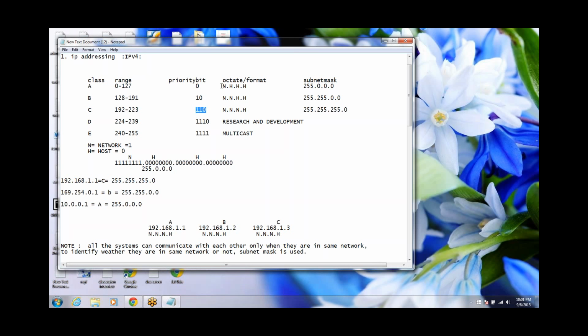Now in the octet format, in class A, N is network and H is host. We have one network octet, and one octet consists of 8 bits, so N is 8. We have 3 host octets, and 8 threes are 24. So the number of network bits is 8 and host bits is 24. In class B, network bits are 16, 8 plus 8, and host bits are 16. In class C, network bits are 24 and host bits are 8.